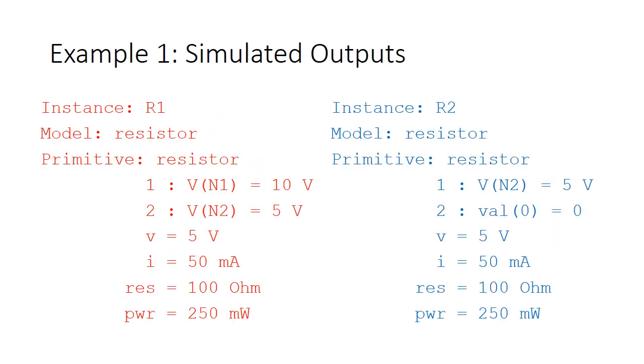Now you see the simulator outputs. You can see whatever we have analyzed, the simulator is also giving the voltage across the resistor V equal to 5 volt. Current is 50 milliampere. It also gives you the power, which is 250 milliwatt. Similarly, for resistor R2, it also calculates the voltage, current, and power as you have seen for the resistor R1.